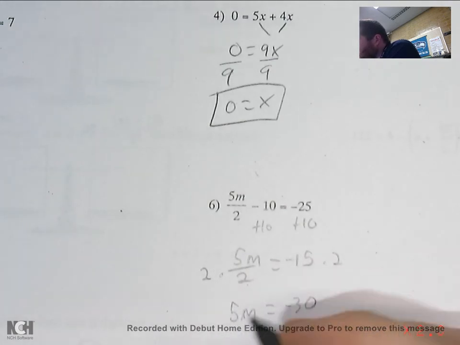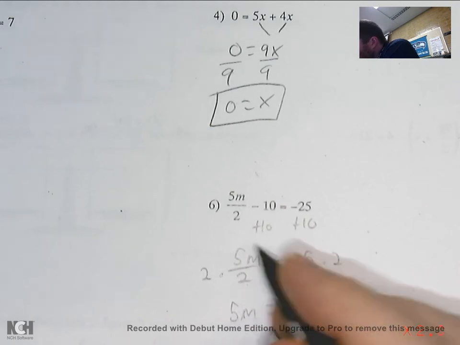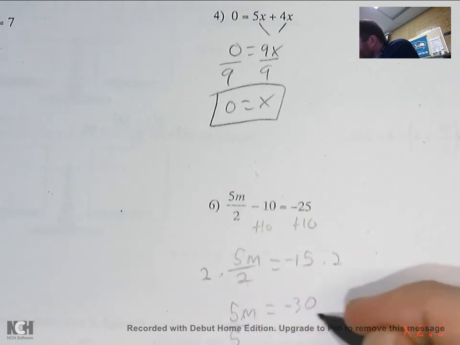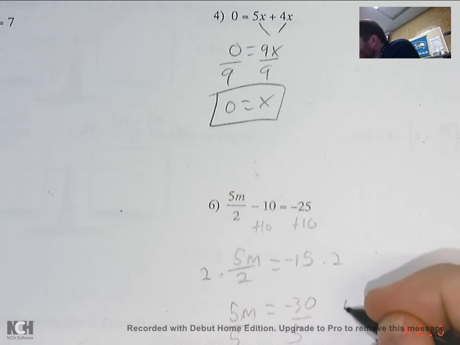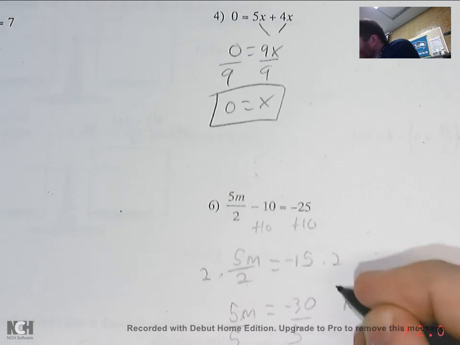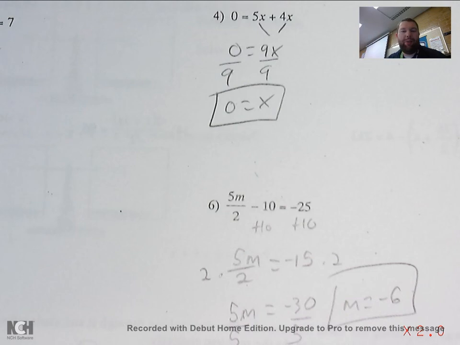And then to get rid of this normal best friend, he's multiplying, so we would divide by 5, and m is going to equal -6. Okay, not too tough, right?